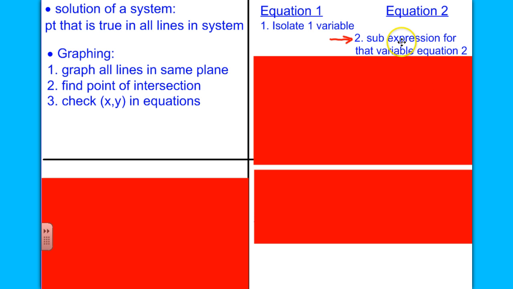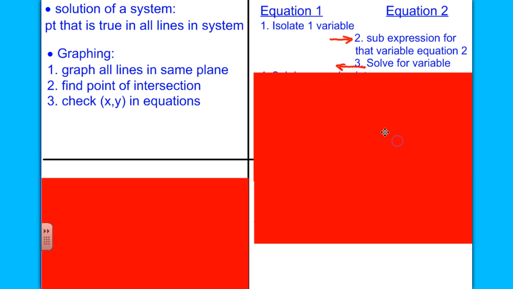And once we have substituted that into equation 2, how many different kinds of variables does this equation now have? It has what? Only 1, right? It has only x's or it has only y's. So because it has only one type of variable, what do we do? We solve it for that variable. Solve it.